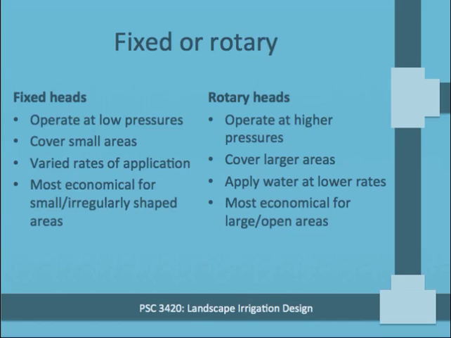Now, the general classifications of fixed versus rotary are made in this way. Fixed heads are typically used in situations where you need a system to operate at lower pressure, which means it can cover smaller areas. It has varied rates of application depending on the sprinklers that are chosen, and it is the most economical for small or irregularly shaped areas because you can be most efficient in terms of the number of heads chosen to cover those areas.